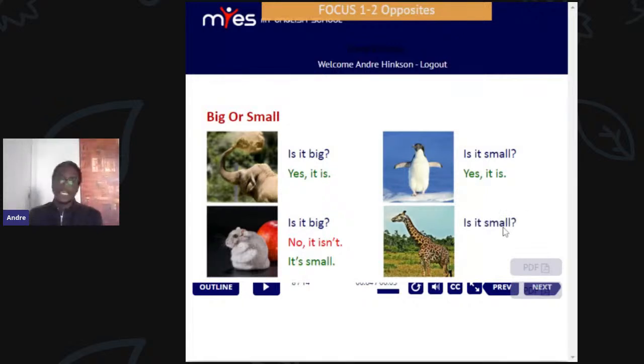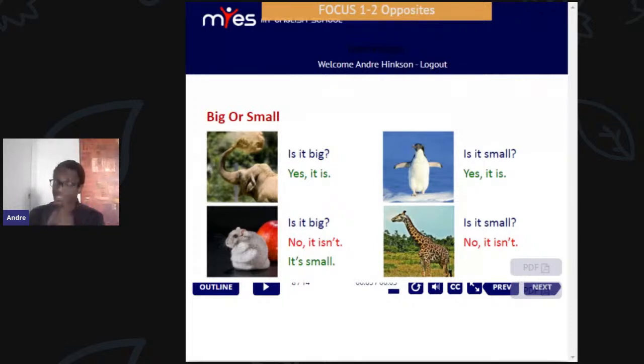We've got, is it small? The giraffe. Is it small? Positive or negative? Okay, so for picture 3, Tonio says it's small, of course. The last picture with the giraffe, is it small? Would it be a positive answer or a negative answer? In this case, it's negative because a giraffe isn't small. So no, it isn't.